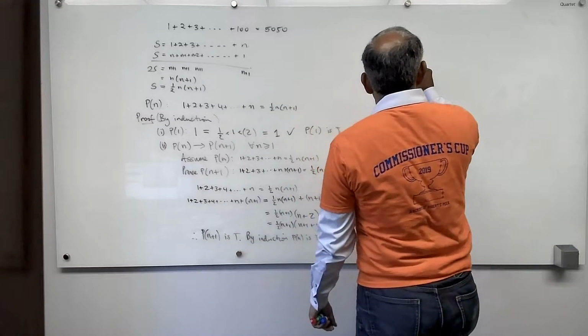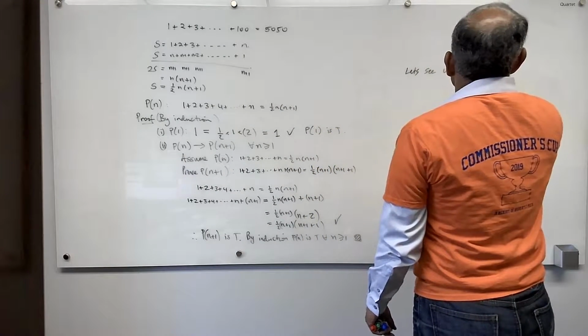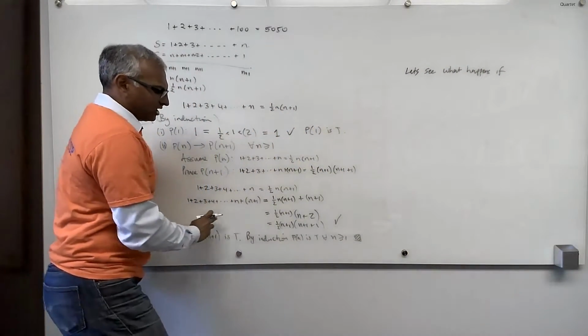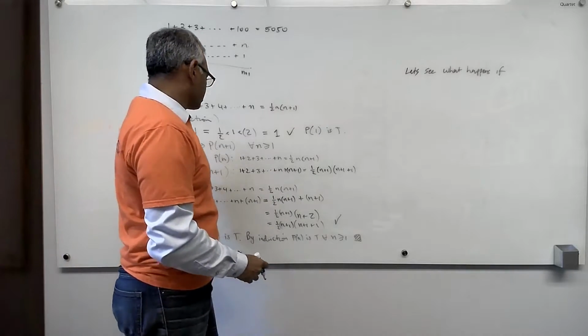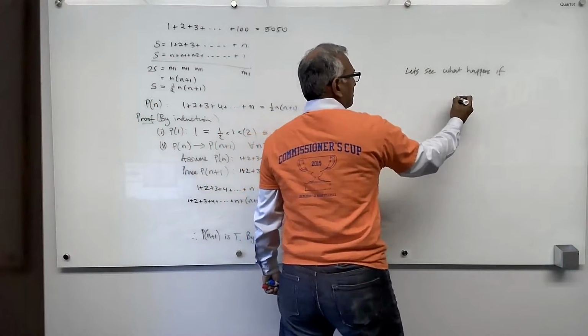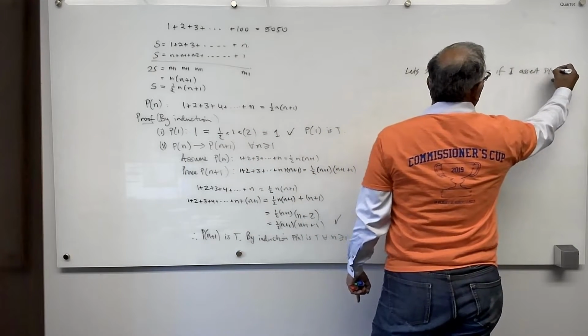Let's see what happens if P of n plus 1 is true. So let me assert P of n plus 1 to be true. Let's see what happens if I assert P of n plus 1.